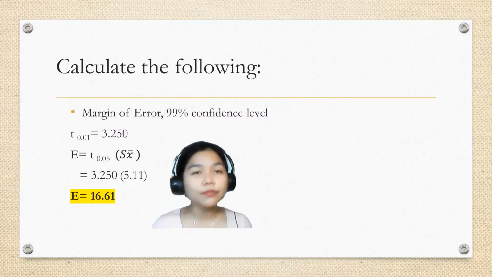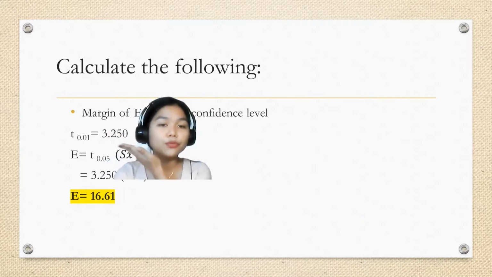So we need to get the margin of error at 99% confidence level. You would notice in your data sheet that there is a slight mistake there. Automatically, when it says 95%, t alpha is 0.05. When it's 99%, t alpha is 0.01. So t alpha 0.01 is equal to 3.250.